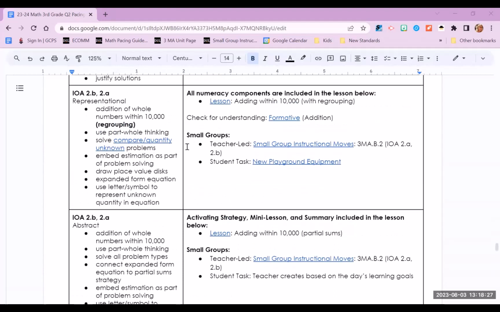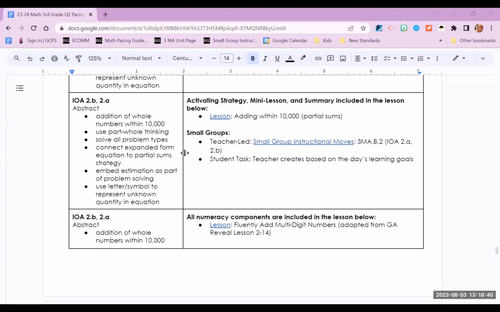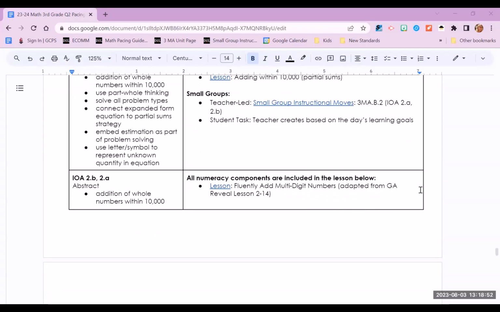As students begin regrouping, you will notice we follow the same instructional learning progression where we go back to concrete and modeling using place value disks. The structure is the same as for Unit 1. On the abstract days, you will see that we begin using a strategy called partial sums. Here, we included specific resources from Georgia Reveal to help support this instruction. You may also see that the standard algorithm for addition is included as a possible strategy for students.